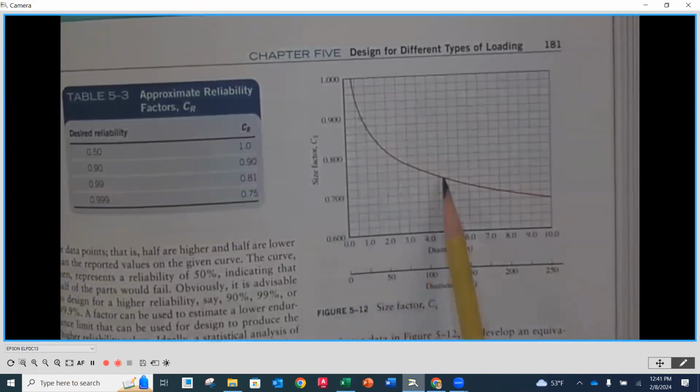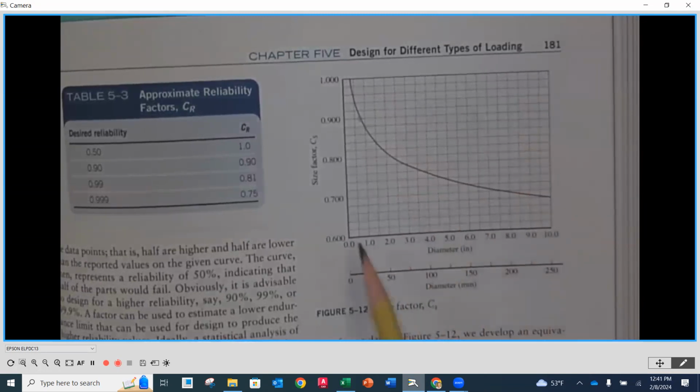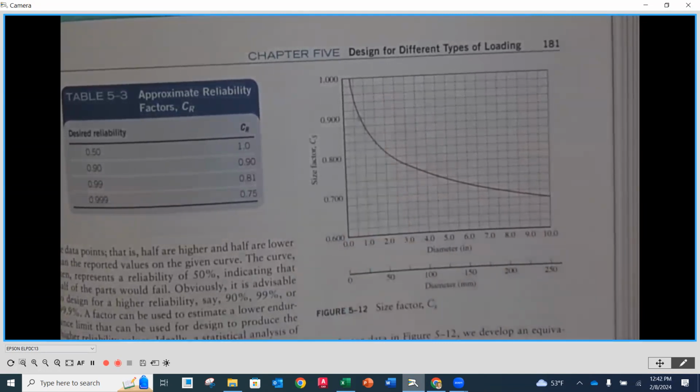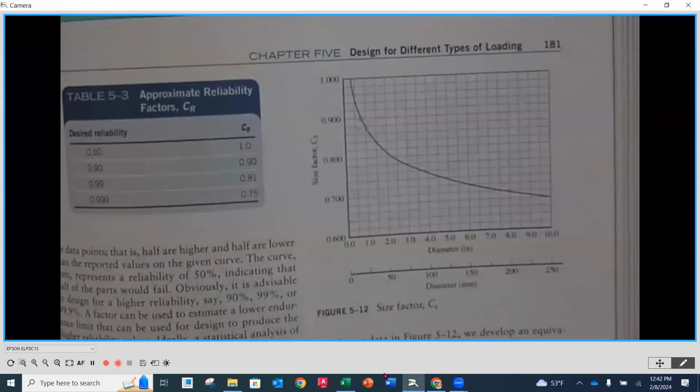So if we go over and down, you're going to notice that the horizontal axis here has to do with the diameters that we're expecting this to be. So the larger the diameters, the lower this is going to be. The smaller the diameters, the higher that value is going to be. That's really it. So 0.75 is where they landed, anticipating they're going to be around 4 inches in diameter. Okay.